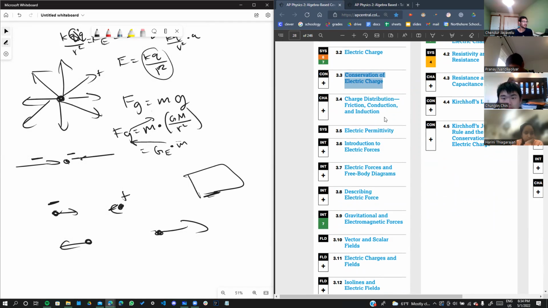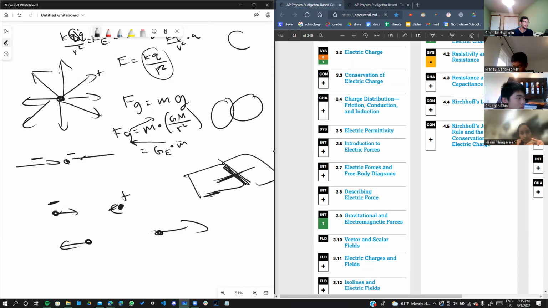We have a similar situation with friction, conduction, and induction. This is how charge gets distributed. I think friction is when two surfaces rub against each other and they transfer charge that way. Conduction is when two electric spheres touch each other and charge is transferred. Then induction is like the system with the earth, where it pulls electric charge from the earth and then releases it to the earth. So charge can be distributed differently, but the conservation of charge still applies within a specific system.